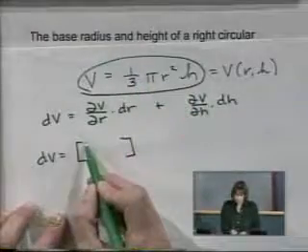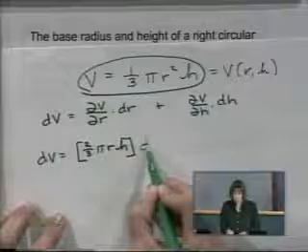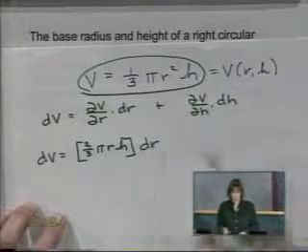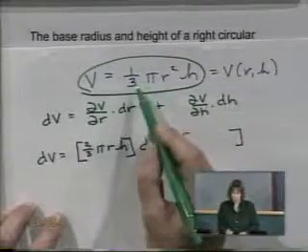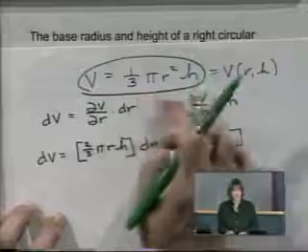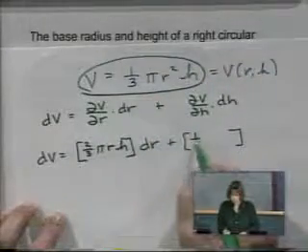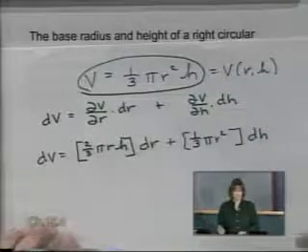Bring down the 2, you'll have 2/3 pi r, and H is a constant, so just bring it along for the ride. Are we all okay? What's the partial of V with respect to H? 1/3 pi r squared is your constant, so it's a constant times H. A constant times H, its derivative with respect to H is just 1/3 pi r squared times dH.